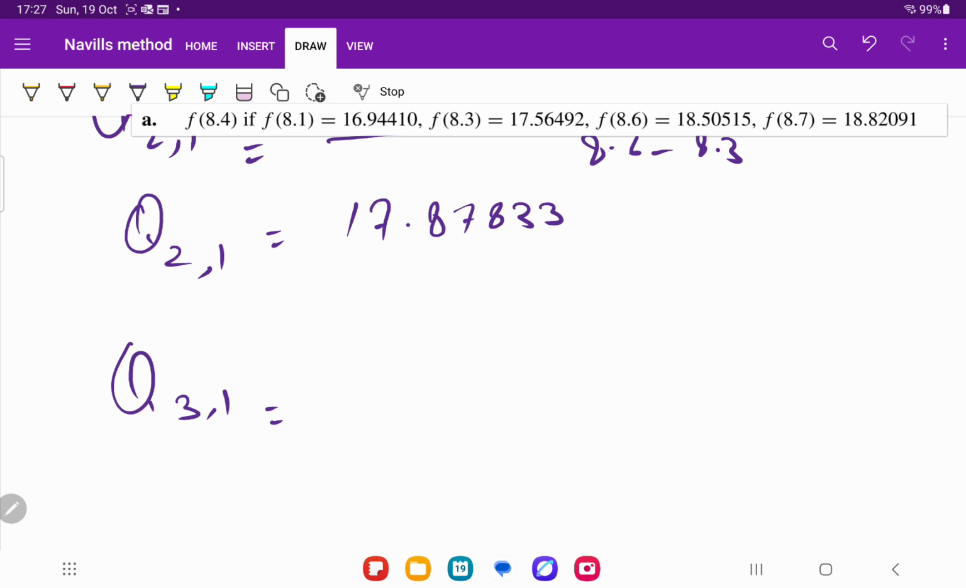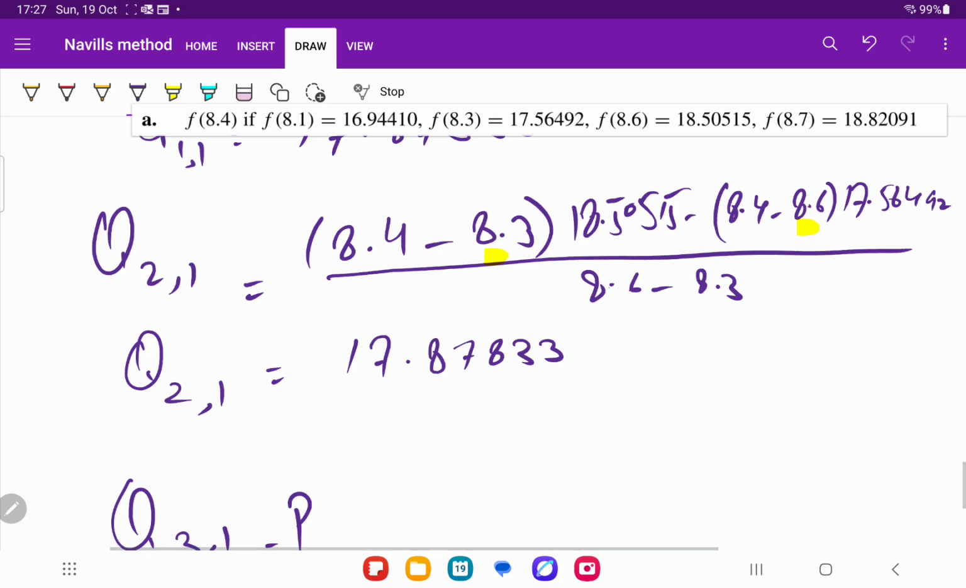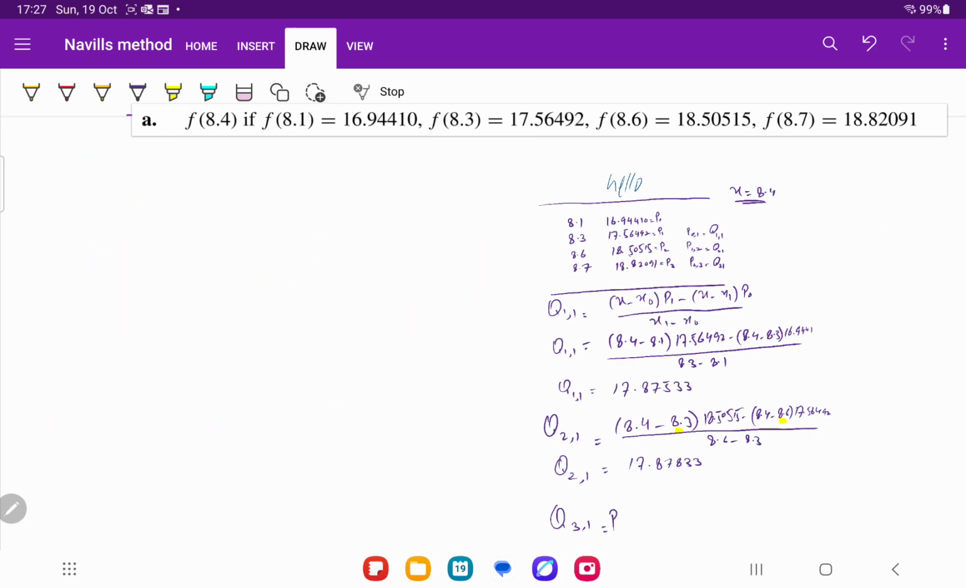So now we calculate Q31, which is also called P23.